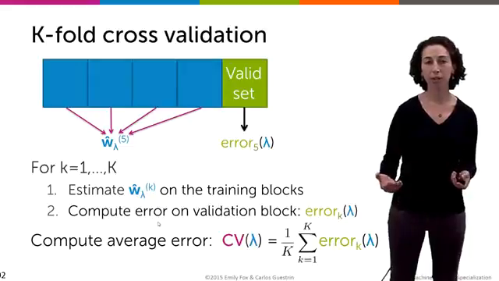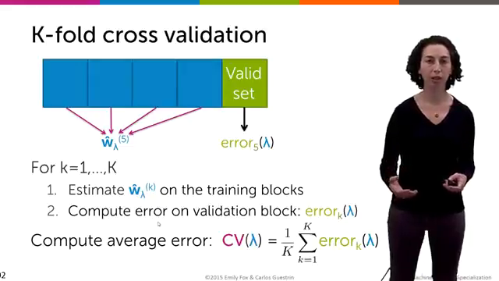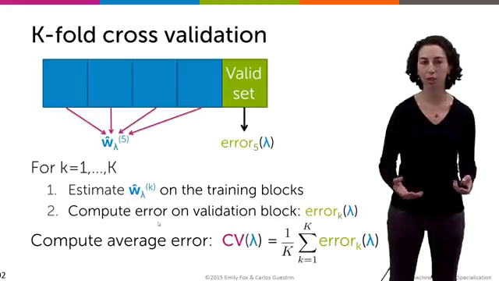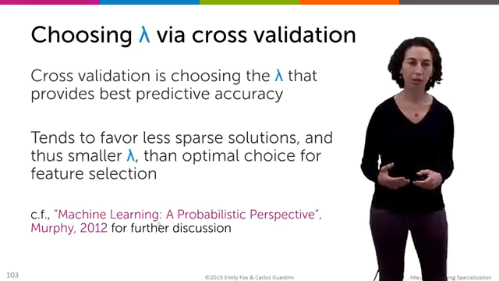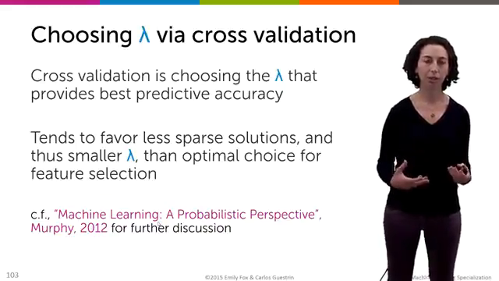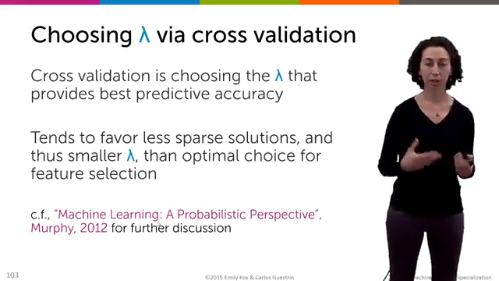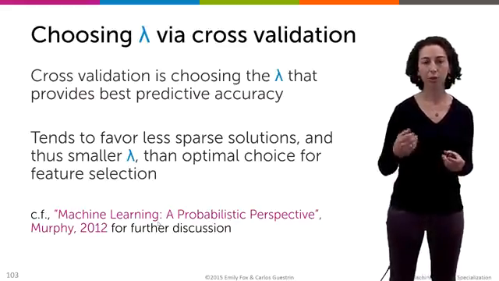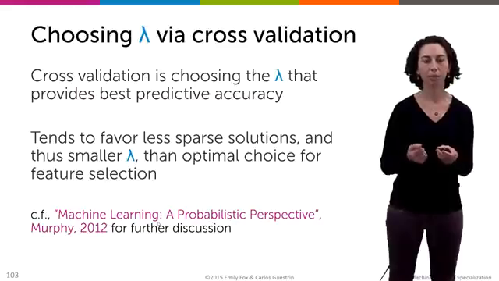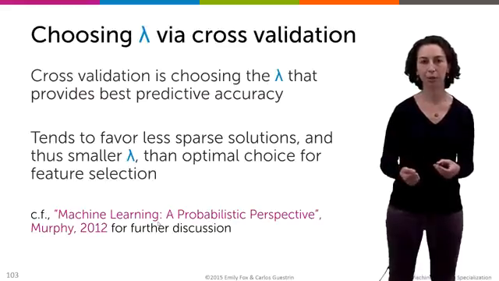Or if we don't have enough data, we talked about doing cross-validation. So these are two very reasonable options for choosing this tuning parameter lambda. But in the case of lasso, I just want to mention that using these types of procedures, assessing the error on a validation set or doing cross-validation, it's choosing lambda that provides the best predictive accuracy.